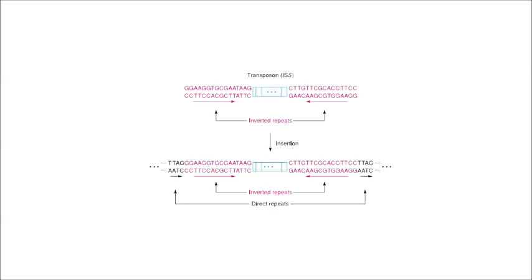So the IS element consists of a central region of about 700 to 1500 base pairs, and this central region is surrounded by short identical or nearly identical sequences of about 9 to 40 base pairs at its ends. And this number, which ranges between 9 to 40 base pairs, depends on the specific IS element. These terminal sequences are called terminal inverted repeats, as they are always in inverted orientation with respect to each other.